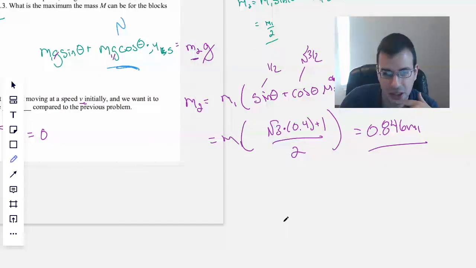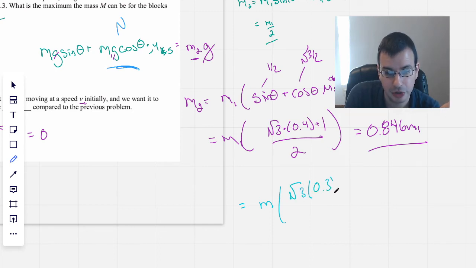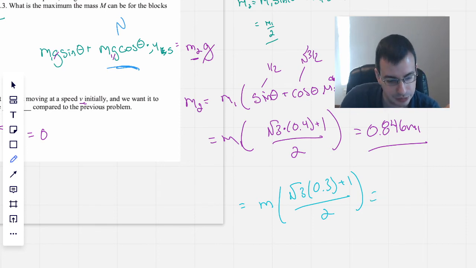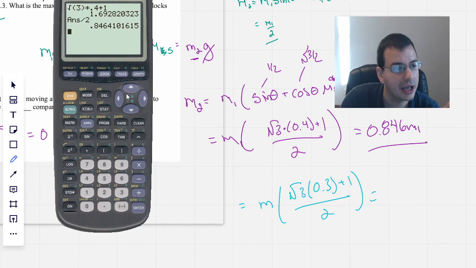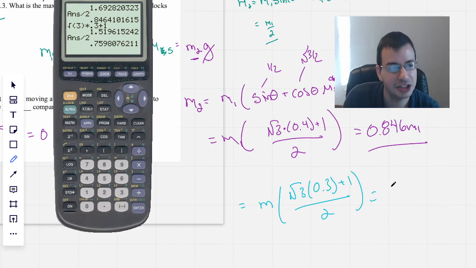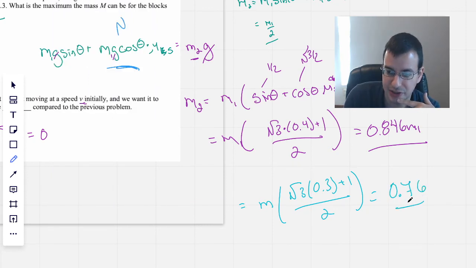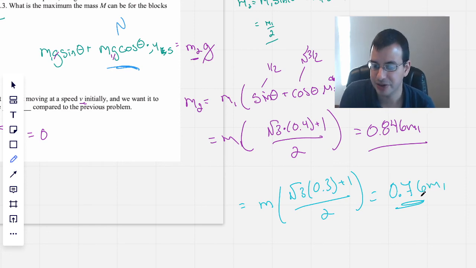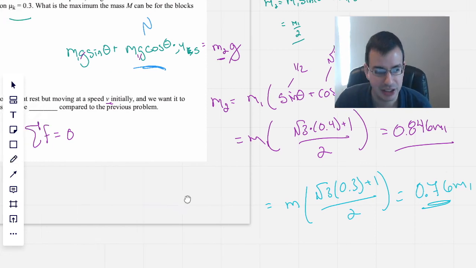This would be mass times square root of 3 times 0.3 plus 1 over 2, which would give us, can I just go back up? Nope. So again, square root of 3 times 0.3 plus 1 divided by 2. This gives us 0.79. I'm going to say 0.76. Yeah, I'm going to say 0.76. 0.76 m1, 0.76 is less than 0.846.